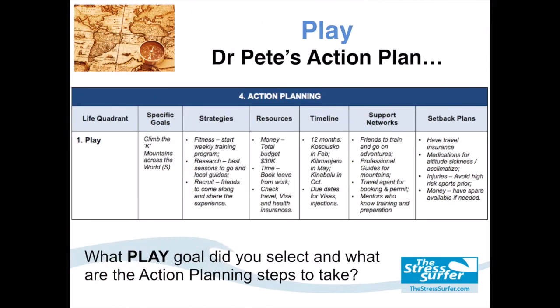What you can see on the screen is an example action plan with the specific goal, strategies, resources, timeline, support network, and setback plans that I've selected. What play goal are you going to select, and what action planning steps are you going to need to take?